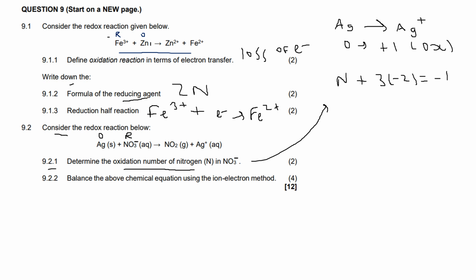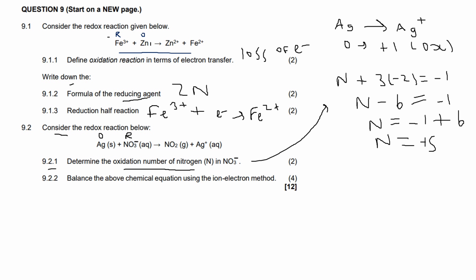So it will be N plus 3 times -2, that's -6, equals -1. We need to solve for N. So N will be equal to -1 plus 6, that will be +5. So the N was +5 there.